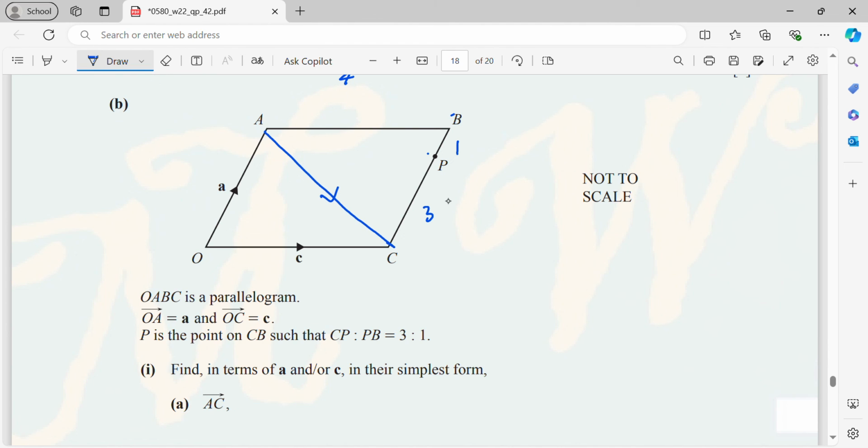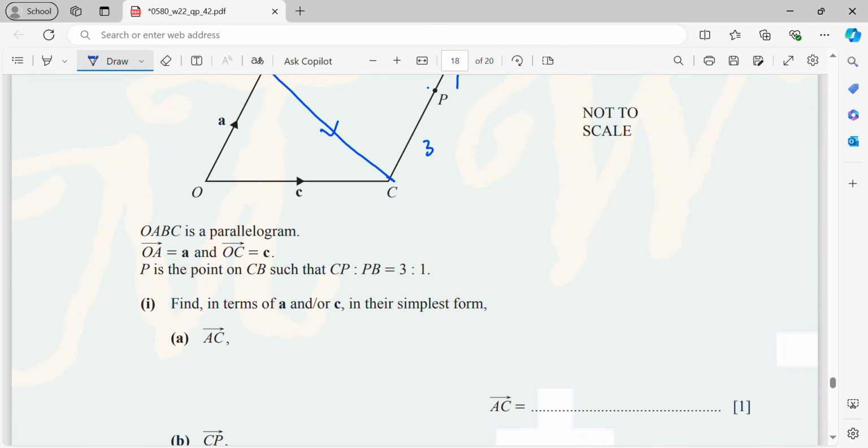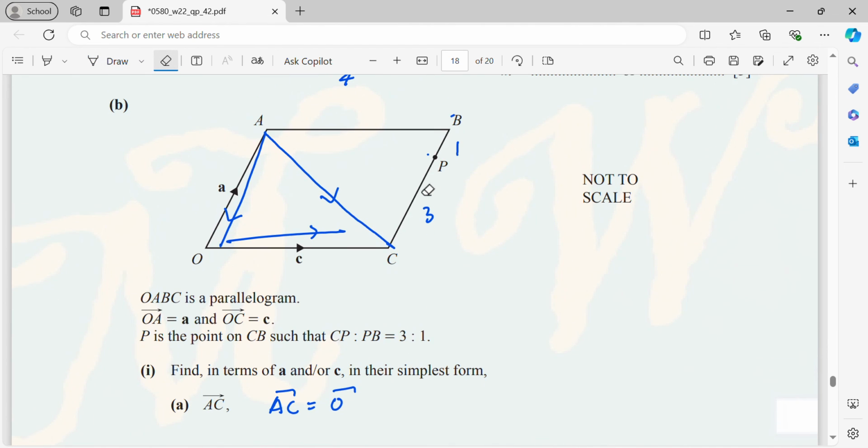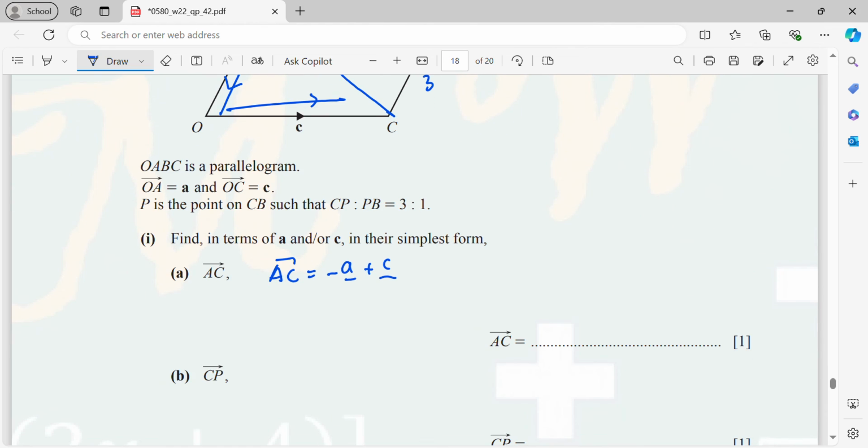So AC, basically AC is AO plus OC. So AC, or you can write OC minus OA also can, no problem. Or you can just directly read. That is going to be minus A plus C. So that's all for the first vector.